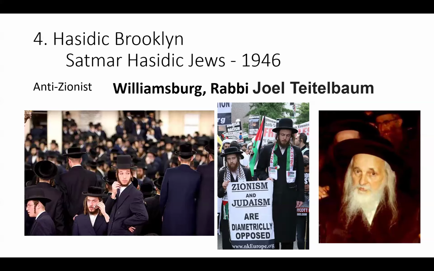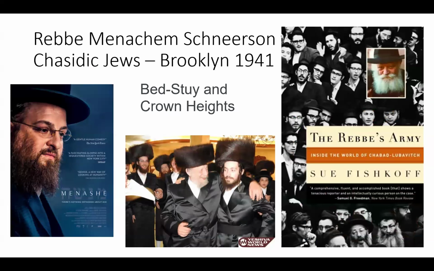So they remain very prominent in Brooklyn. Many of them are now established settlements up the Hudson River because their numbers are rapidly growing. Another Holocaust survivor group were the Lubavitchers, founded by rabbis, and the current leader when they came to the United States was Menachem Schneerson. And they settled in Bed-Stuy and Crown Heights.